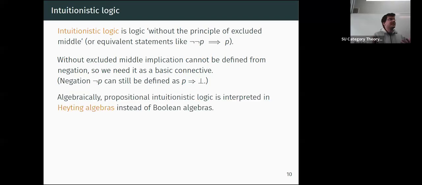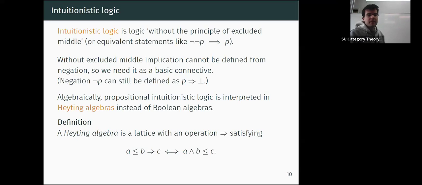So when you have classical propositional logic, you can study it with the notion of a Boolean algebra. For intuitionistic logic, it's very similar, but instead you have this notion of a Heyting algebra. And here I have the definition. A Heyting algebra is just a lattice, and it has an operation which is essentially a right adjoint to your meet operation.